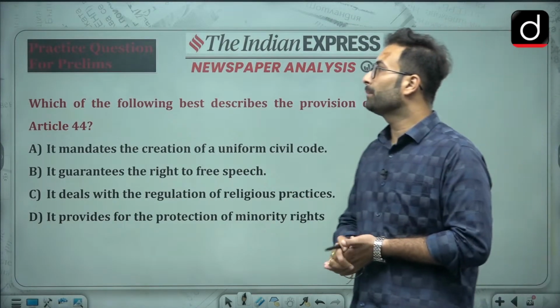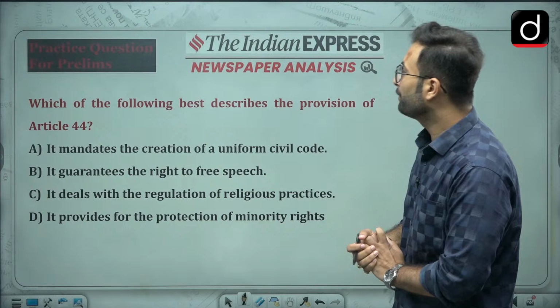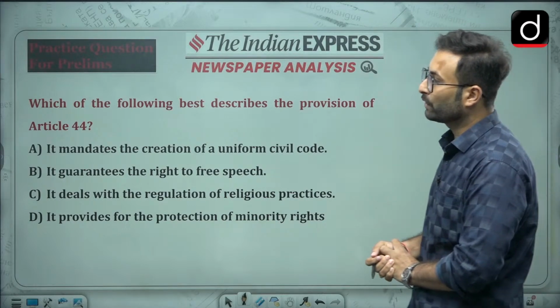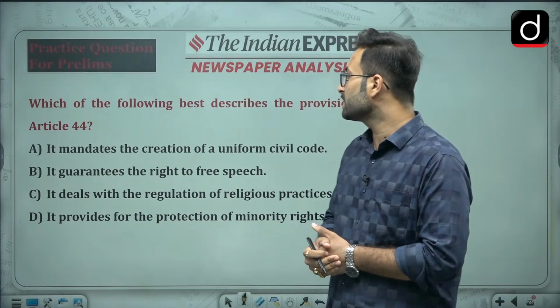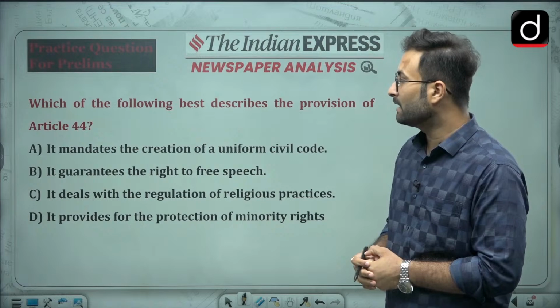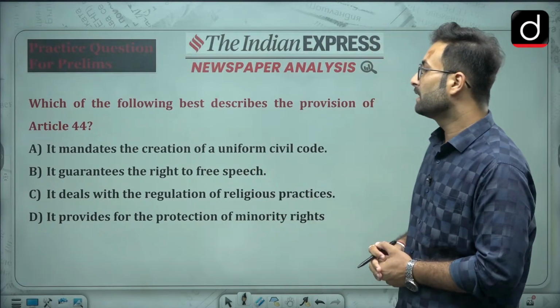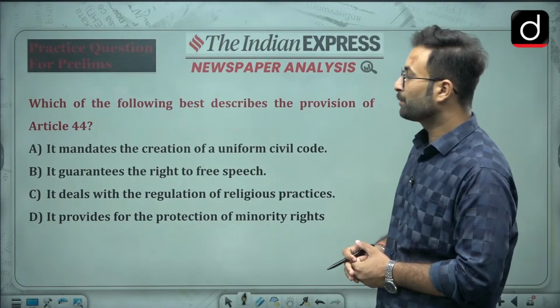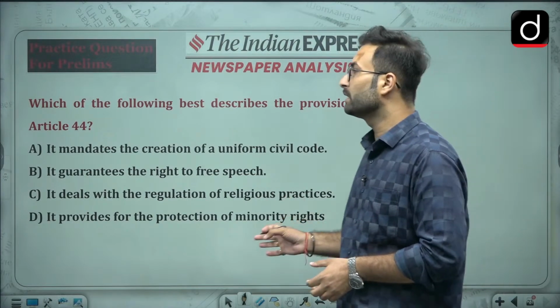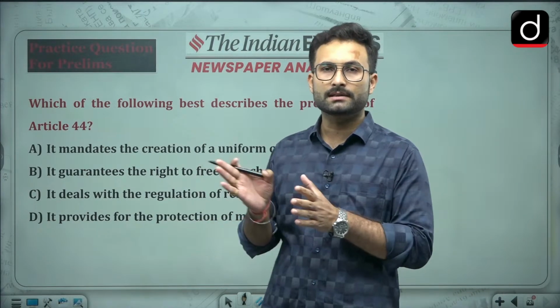In the end, there will be a practice question: which of the following best describes the provision of Article 44? A. It mandates the creation of a uniform civil code. B. It guarantees the right to freedom of speech. C. It deals with the regulation of religious practices. D. It provides for the protection of minority rights. So you can attempt this question, answer in the comment box.